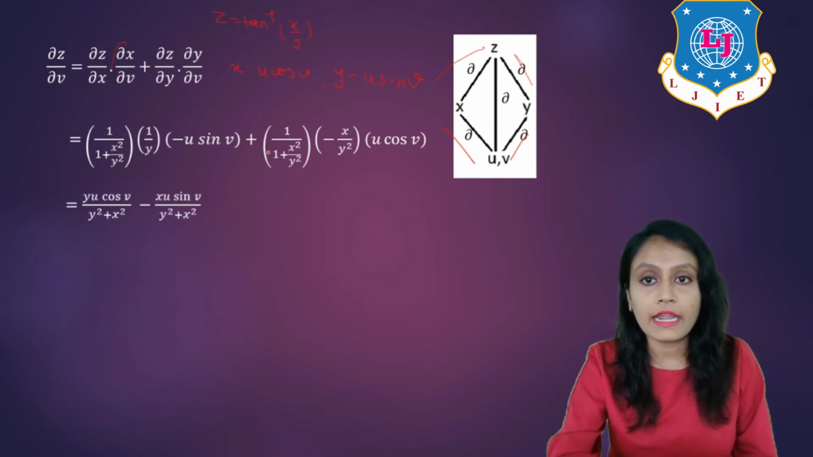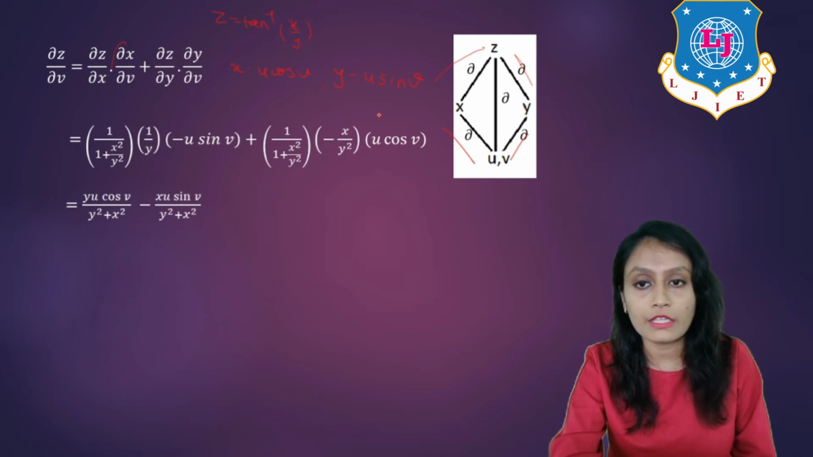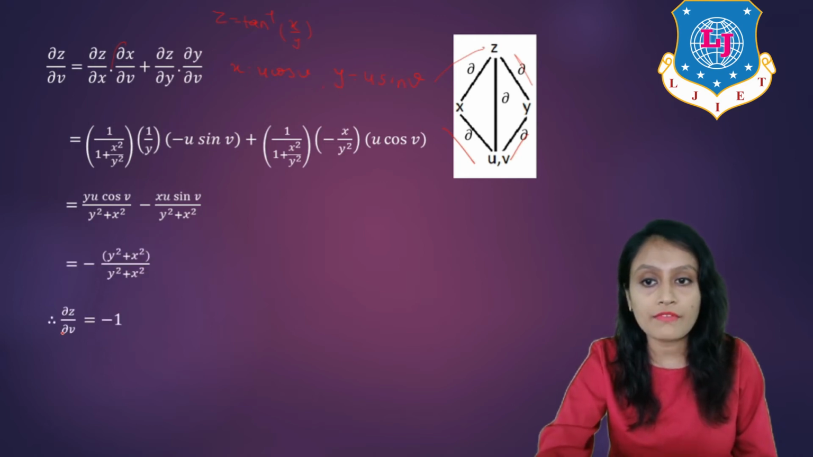Simplify this further, and in place of x you have to write u cos v, in place of y you have to write u sin v, and you have to simplify it. So you will get the answer as del z by del v is equal to minus 1.